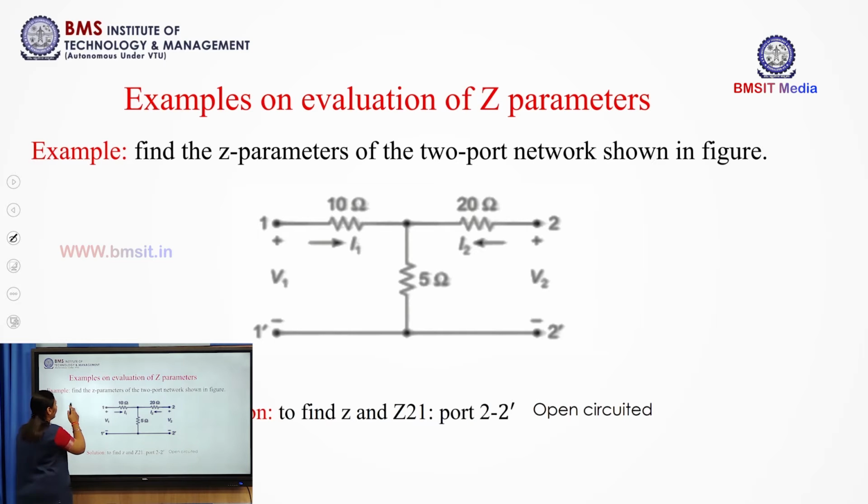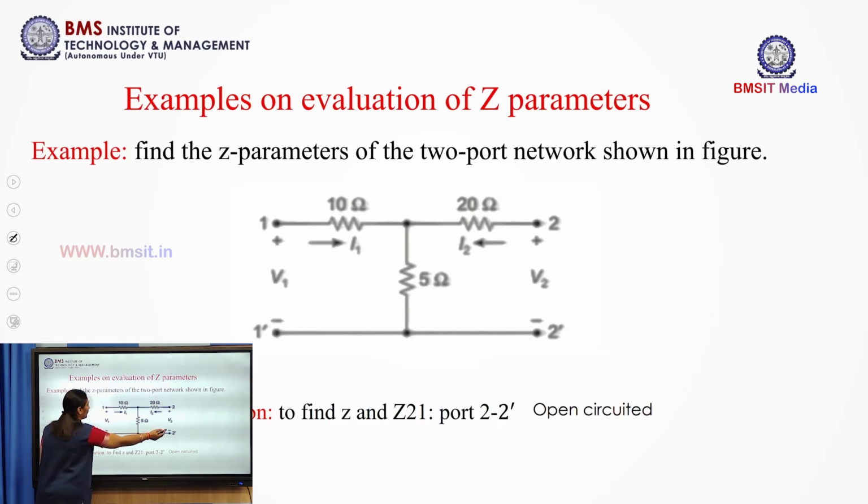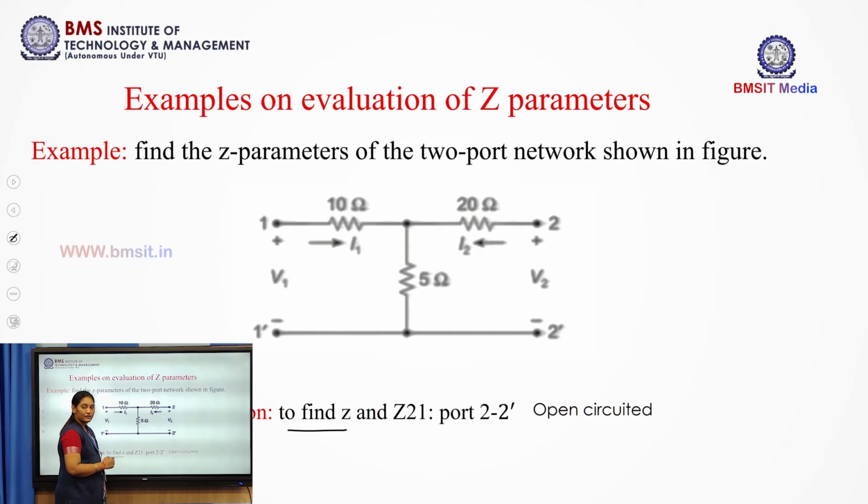So, here find the Z parameters of the two port network. Here you have a two port network. This is V1, V2 and the resistances 10 ohms, 20 ohms and 5 ohms, and this is I1 input current and I2 output current. In order to find the Z parameters, let me first open circuit port 2.